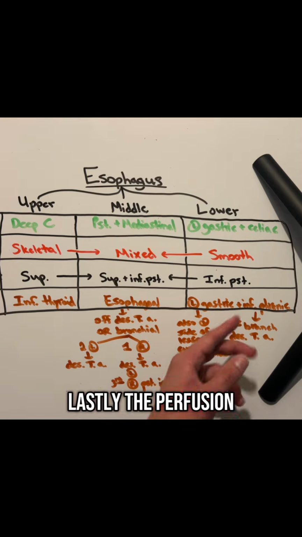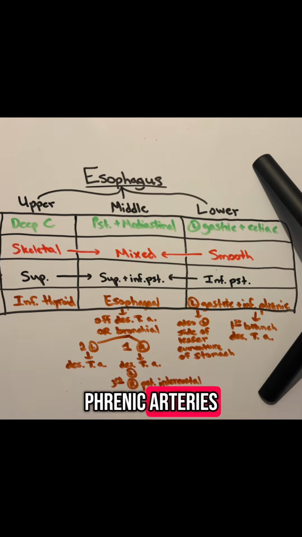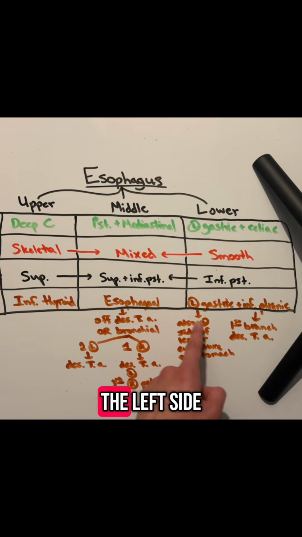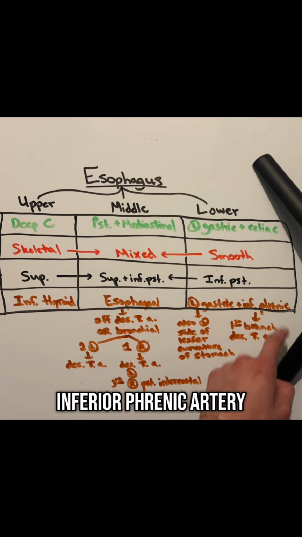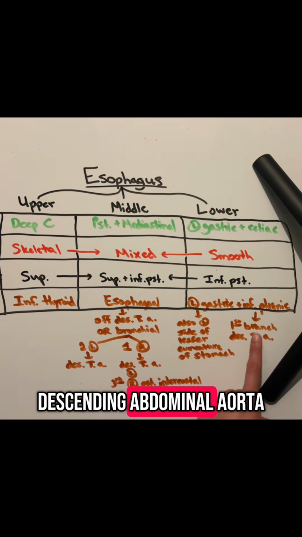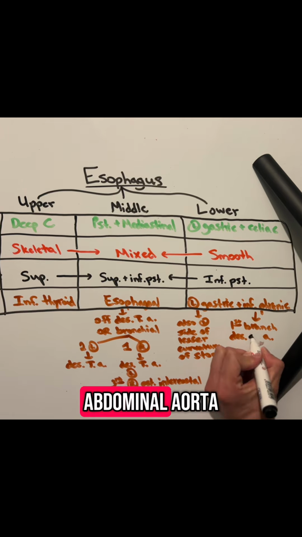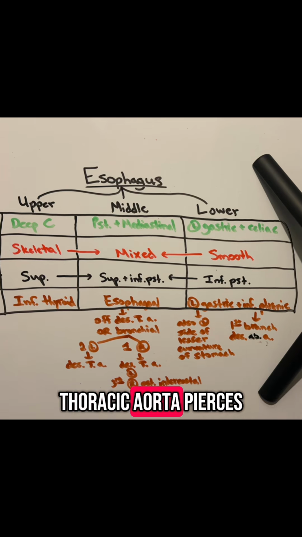Lastly, the perfusion to the lower esophagus is by the left gastric and left inferior phrenic arteries. The left gastric artery also helps supply the left side of the lesser curvature of the stomach, and the left inferior phrenic artery is the first branch off the descending abdominal aorta. Not thoracic, but off the descending abdominal aorta after the descending thoracic aorta pierces the diaphragm at vertebral level T12.